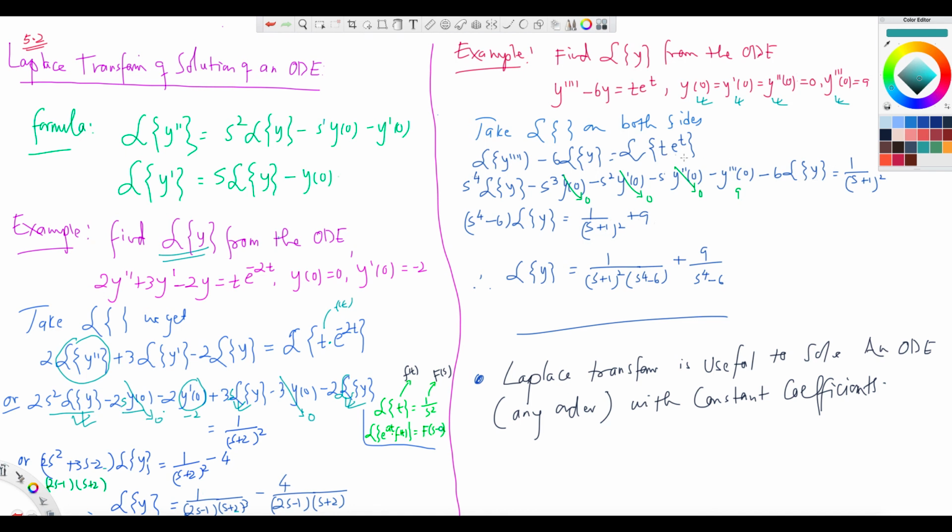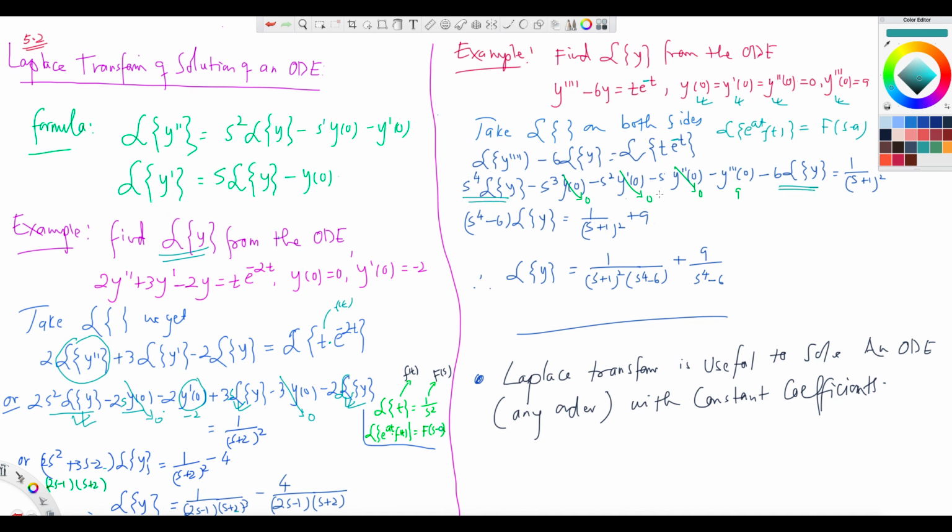And isn't this the same as the Laplace transform of e to the at times f of t? What is the formula for this? This is F of s minus a. Okay, now what I'm going to do next is plug in the initial values. This is 0, that is 0, that is 0, and that is 9, which is given there. What I'm trying to do is take the Laplace transform of y out. So what is left is s to the 4 minus 6. That's from this and that term.